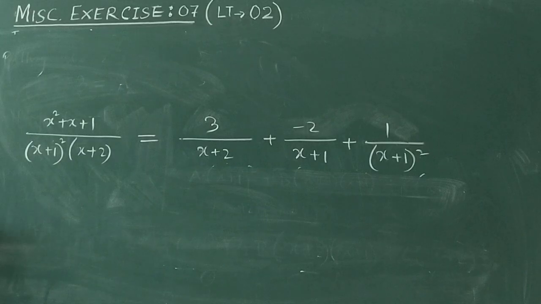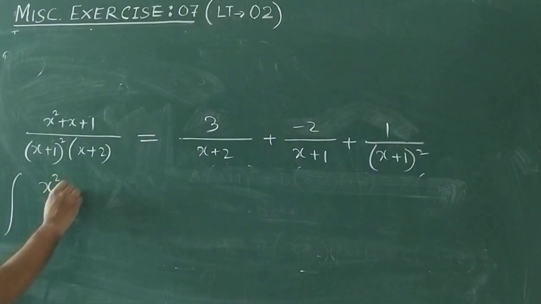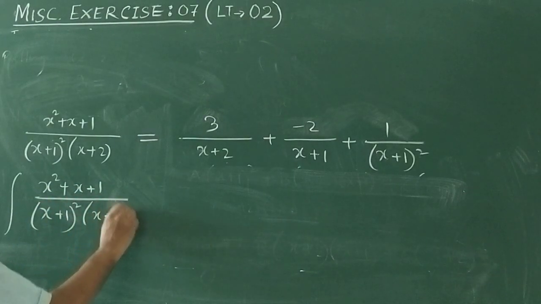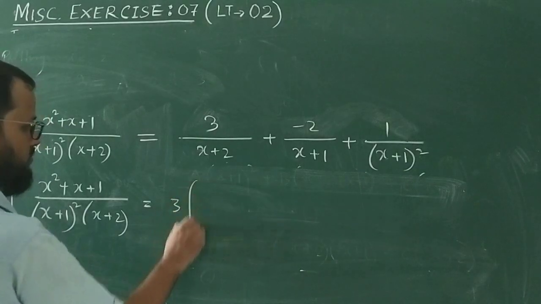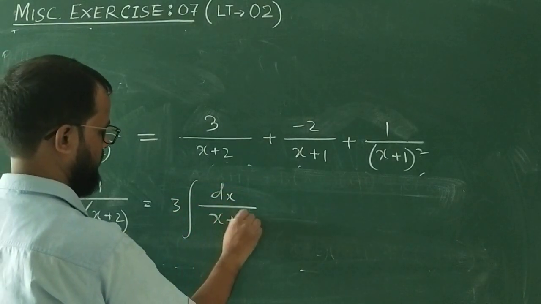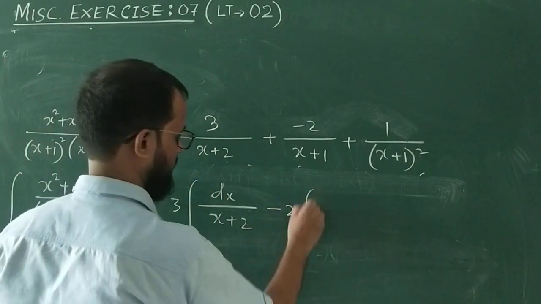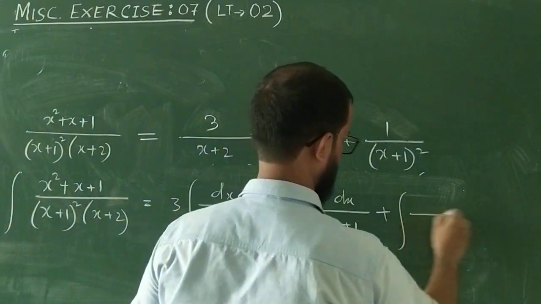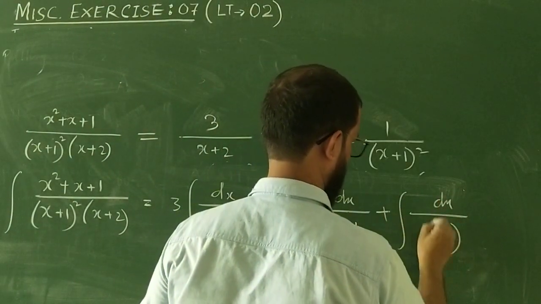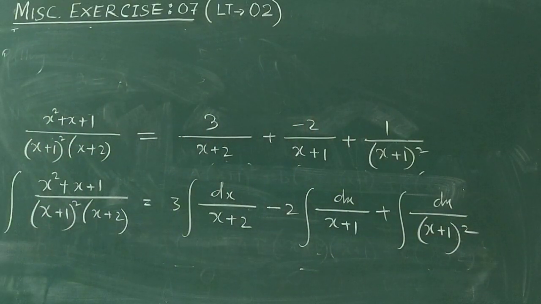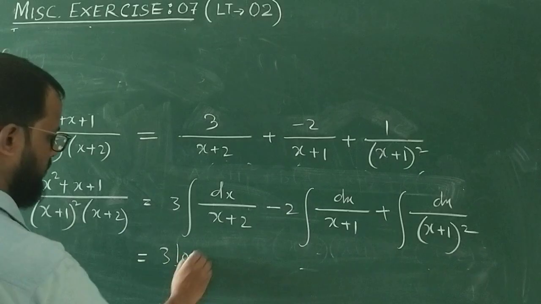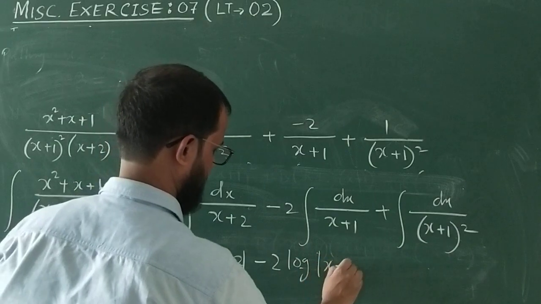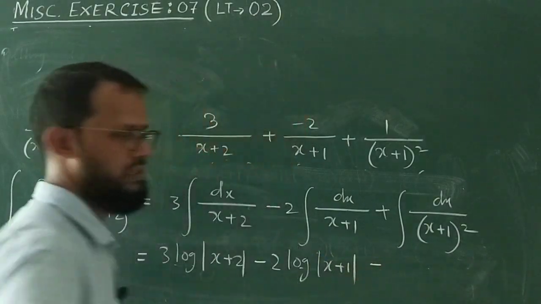Taking integration on both sides, x square plus x plus 1 divided by x plus 1 whole square into x plus 2. So taking the integration, what will happen? 3 into integration dx by x plus 2, 3 comes out, minus 2 into integration dx by x plus 1, and the last one is integration dx by x plus 1 whole square. Okay. Now this integral becomes 3 log modulus x plus 2, and this integral becomes 2 log modulus x plus 1. And how to perform this integral, very very important.